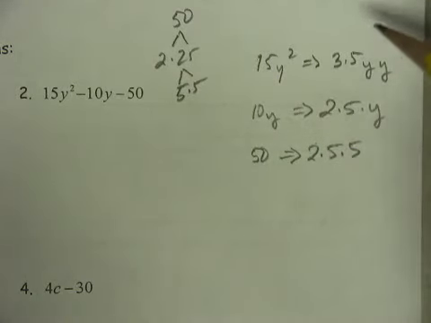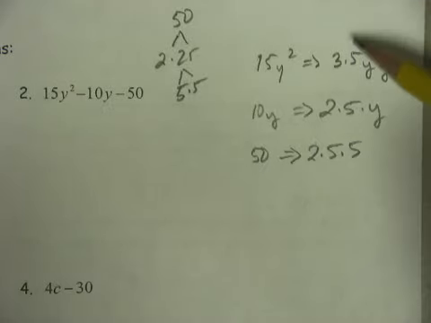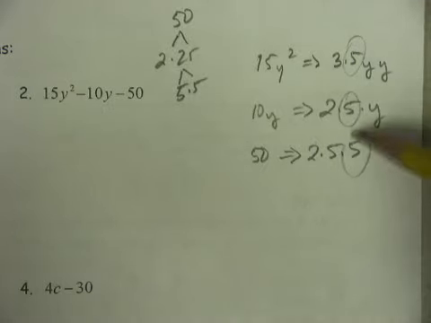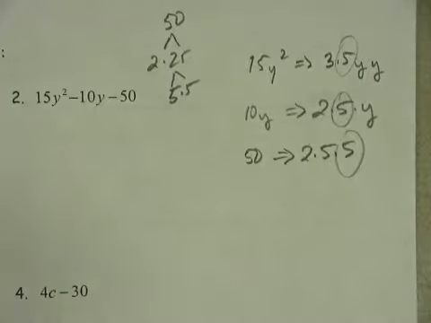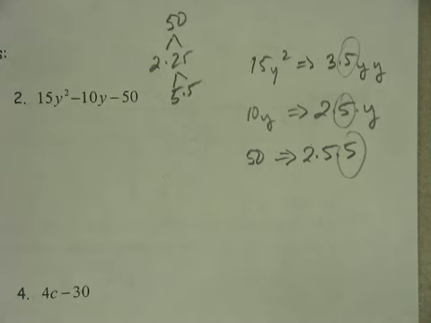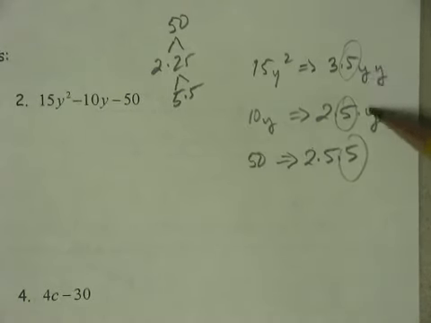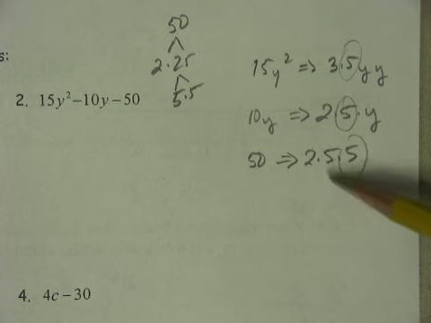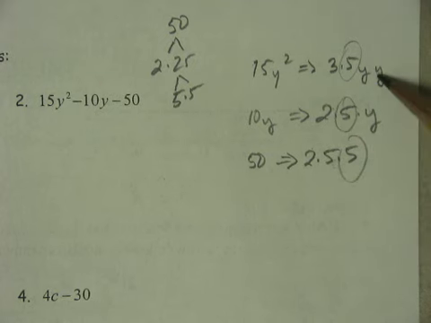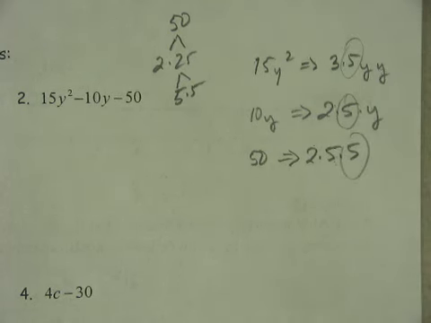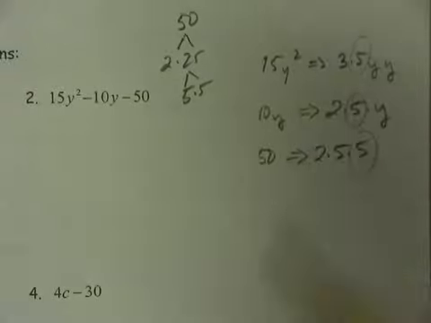All right, now I'm looking for the greatest common factor. This is what they have in common, and it looks like they have a 5 in common. I mean, these two have a y in common, but this guy doesn't have a y. And these two have a 2 in common, but this guy doesn't have a 2. The only thing all three of them have in common is the 5.